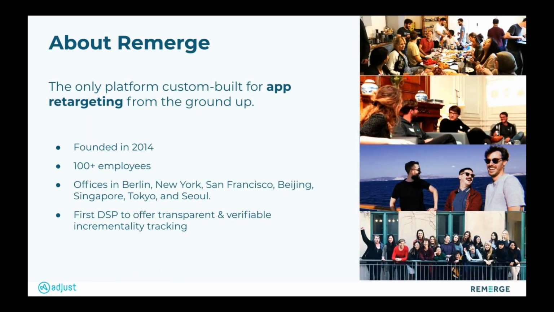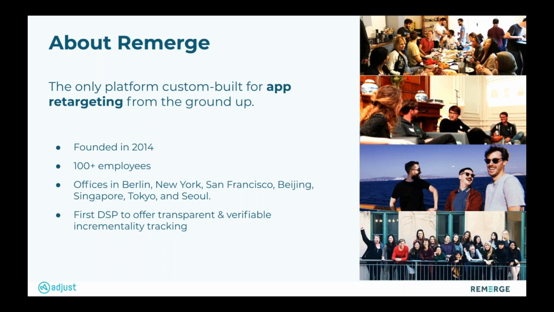Yeah, maybe doing a short introduction of Remerge. Remerge has been founded in 2014. We have our headquarters here in Berlin, and we started to build the first and only platform for pure in-app retargeting built up from the ground. So we are acting as a DSP working together with Adjust on retargeting campaigns. We currently have about 100 employees spread all over the world.